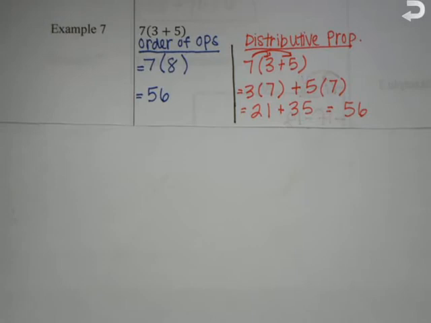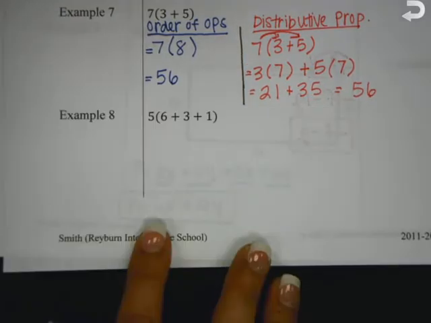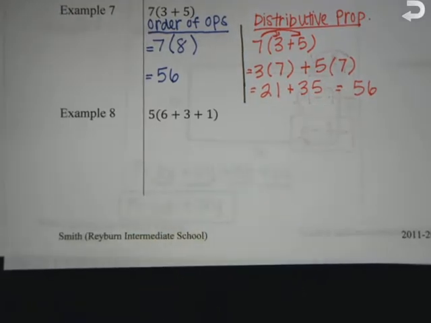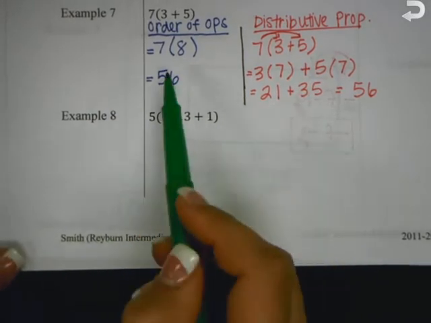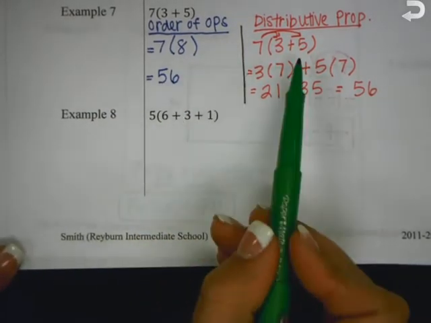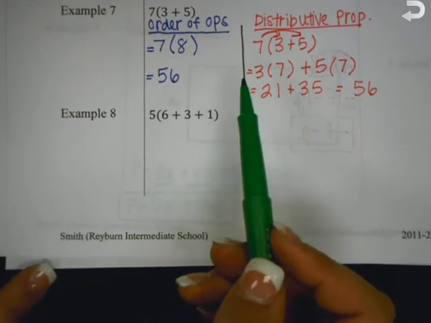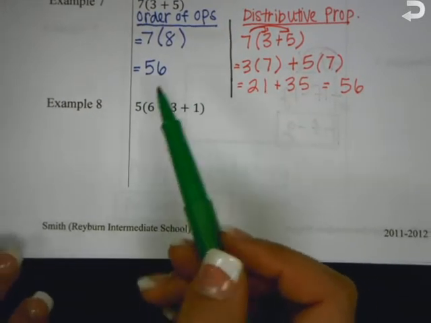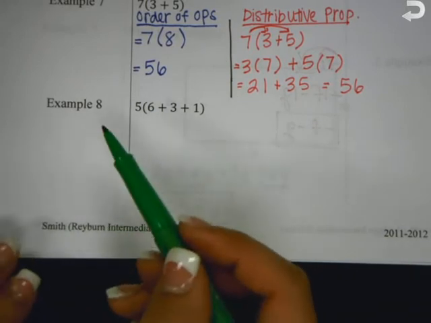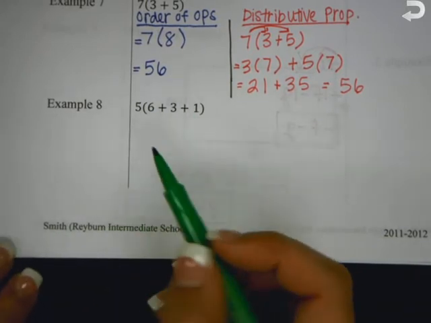Okay? So example 8. 5 times 6 plus 3 plus 1. Since I showed you that order of operations and distributive property gives you the same answer, I want you to use distributive because that's what we're learning right now. So we're going to practice, so I want you to do it on your own. Okay, so I'll give you a couple seconds to try it on your own.